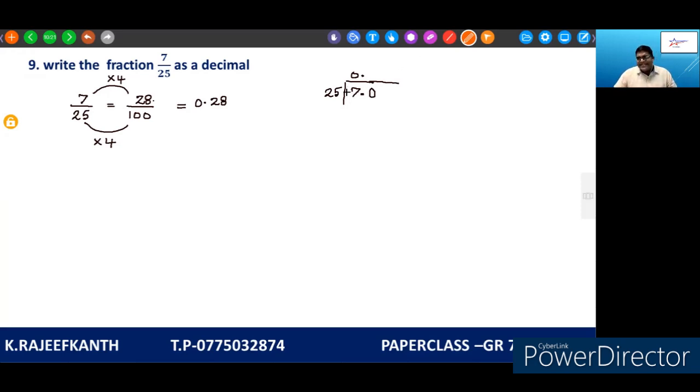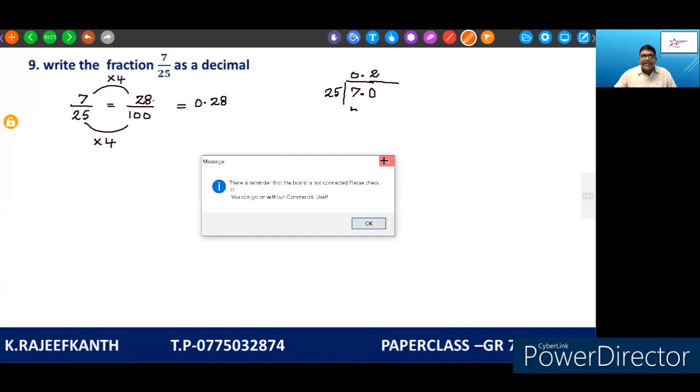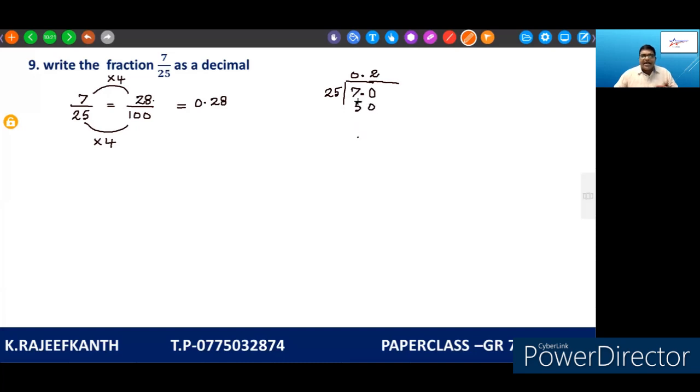Now we have to check in 70 how many 25s are there. So we know that 1 times 25 is equal to 25. 2 times 25 is equal to 50. 3 times 25 is equal to 75. So there are two 25s, then 50, right? Then if we subtract 50 from 70, then we will get 20. Here again we can add the 0. Now we have to bring down this 0.